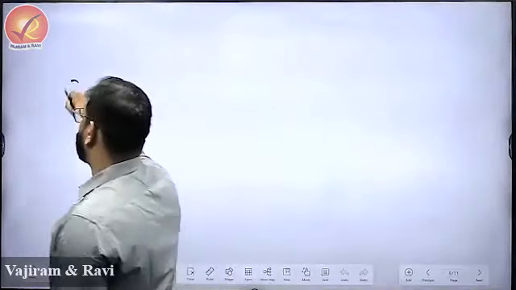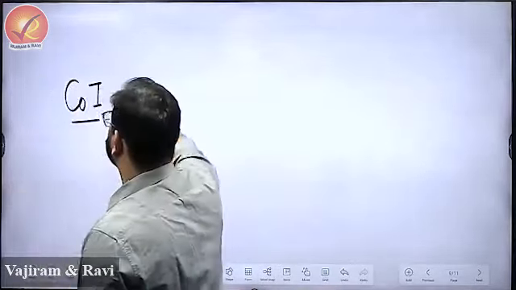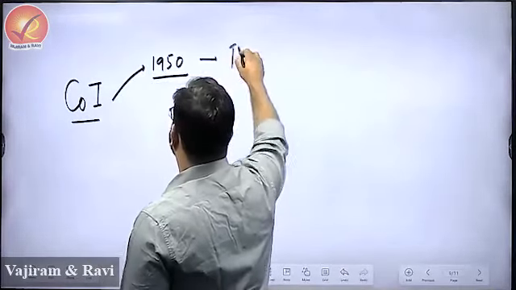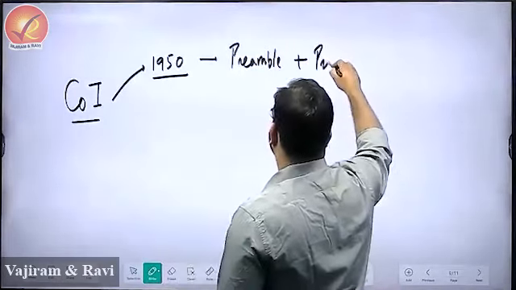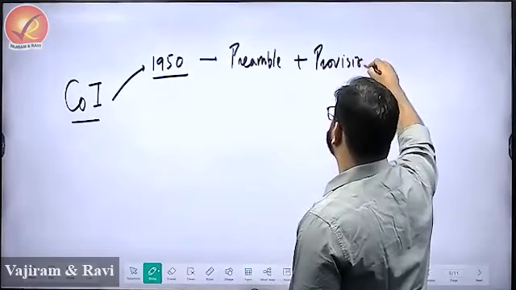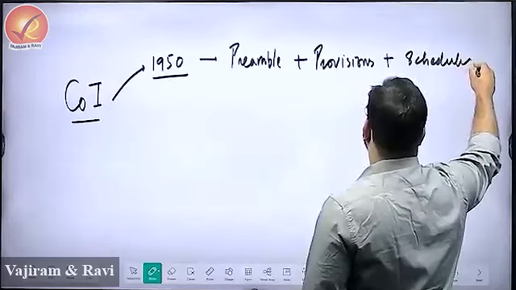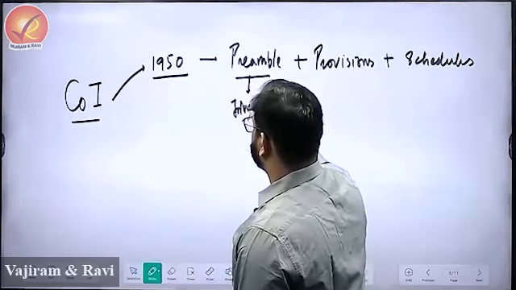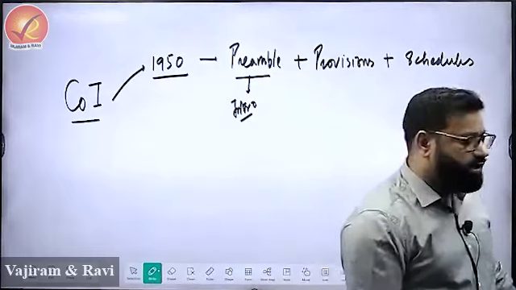And the Constitution of India that was drafted by the Constituent Assembly in 1950 was having a preamble, some provisions, and a few schedules. What is a preamble? A preamble is an introduction to the Constitution, like a preface that we will read in the next class.